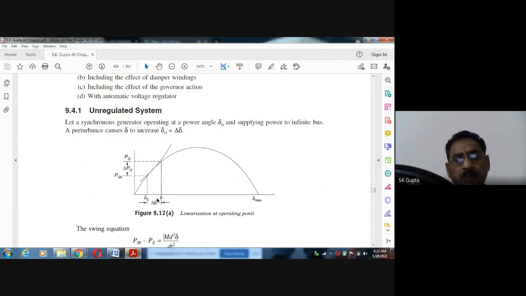Means if the angle between rotor and rotating flux is delta 0, it will draw the electrical power equal to this. If the power angle is delta, then it will draw power equal to this. And this power is supplied from the mechanical side. So this is mechanical power or generator power. This power is generated, then it is supplied to the load. So this is the mechanical power, this is the electrical power, and this is the curve.